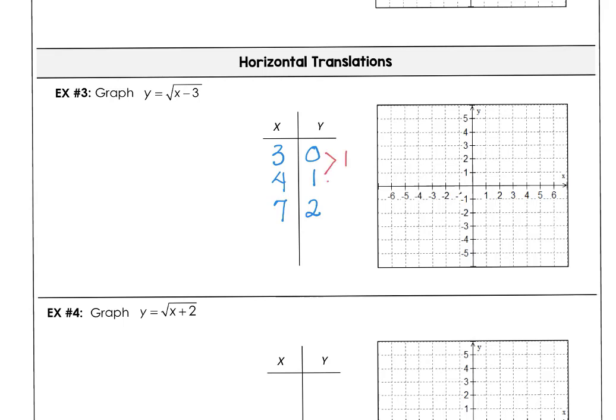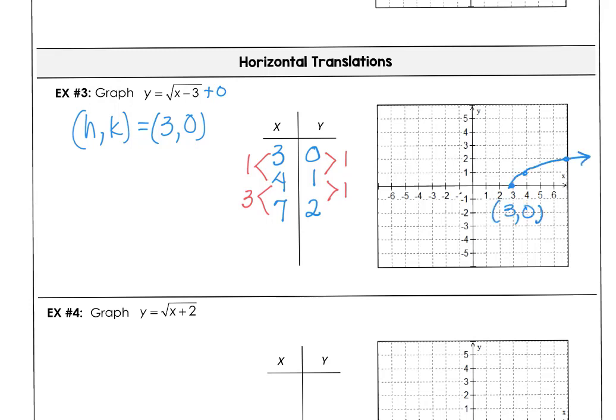Here again, the y values go 1 up, but the x values are moving in that odd pattern again. HK, our h value is 3, and our k value, there's no k, so 0 is our k value. 3, 0, 4, 1, and then 7, 2. So we used up all the graph paper off the chart. So that translated the parent graph 3 units to the right.